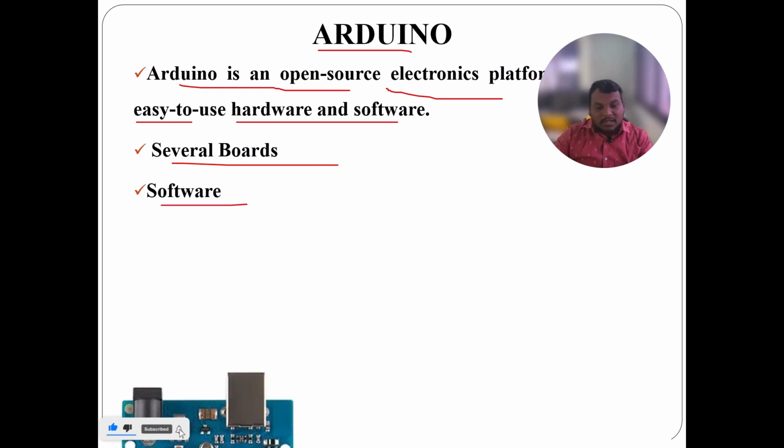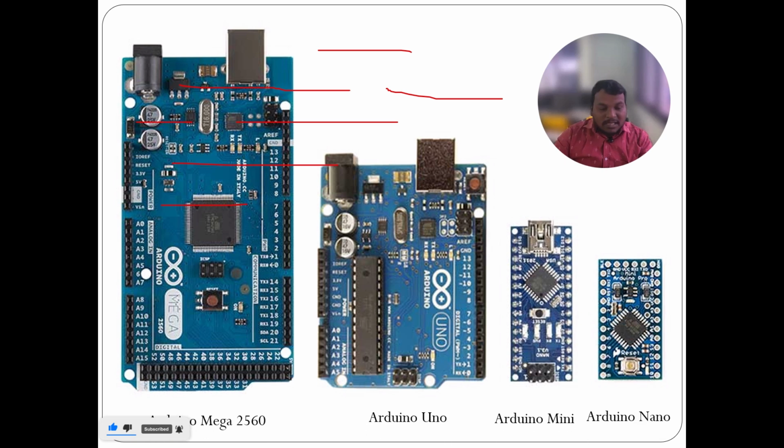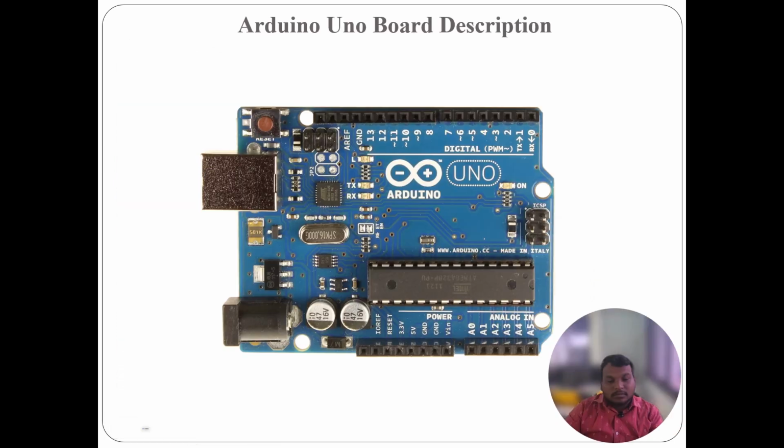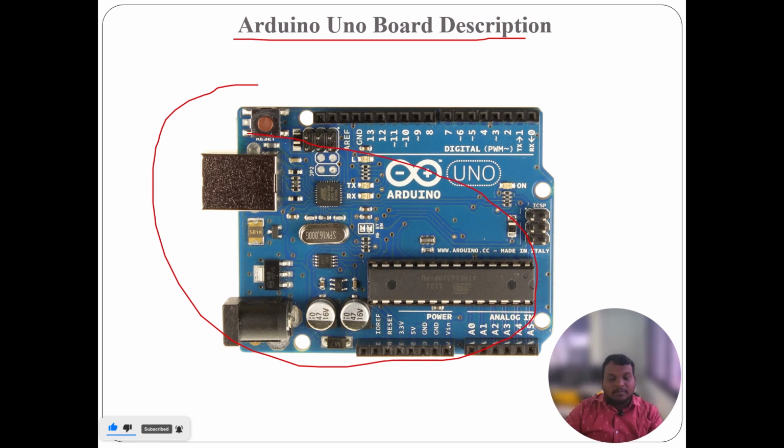There are several boards and software. First we'll see the boards: Arduino Mega 2560, and this one is the Arduino Uno. So we'll see the Arduino Uno board description. This one is the Arduino Uno board.